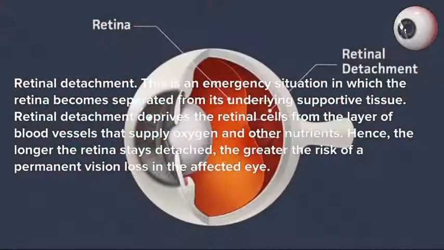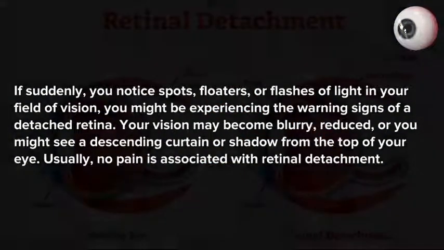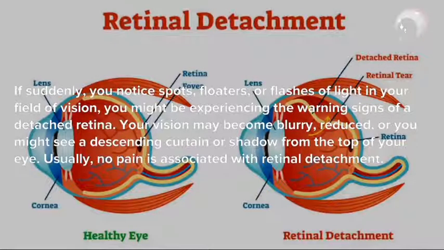Retinal detachment. This is an emergency situation in which the retina becomes separated from its underlying supportive tissue. Retinal detachment deprives the retinal cells from the layer of blood vessels that supply oxygen and other nutrients. Hence, the longer the retina stays detached, the greater the risk of a permanent vision loss in the affected eye. If suddenly you notice spots, floaters, or flashes of light in your field of vision, you might be experiencing the warning signs of a detached retina.